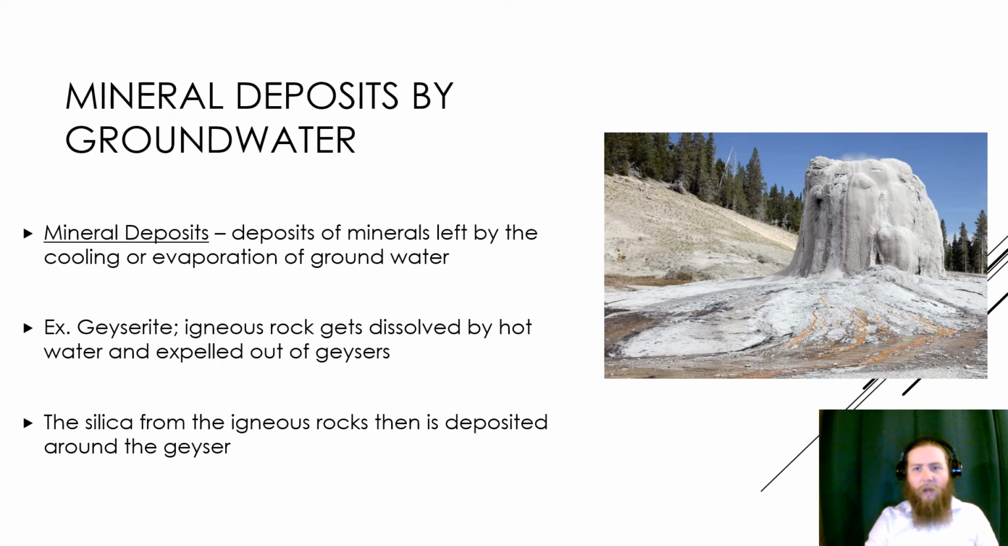All right, so we talked about deposition a little bit, but there's some other mineral deposits we can talk about. These deposits are minerals that have been left behind as this water comes up, evaporates, carries all these minerals with it, and then leaves them behind as it rejoins the atmosphere. And this example here is geyserite, which is an igneous rock. It's getting dissolved by this hot water and then expelled out of geysers.